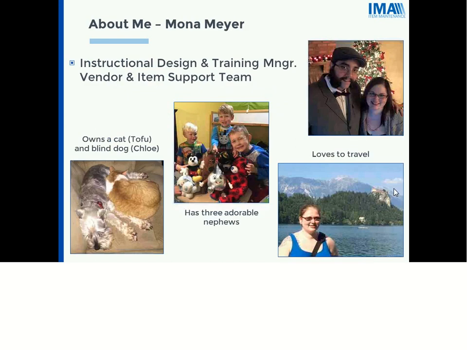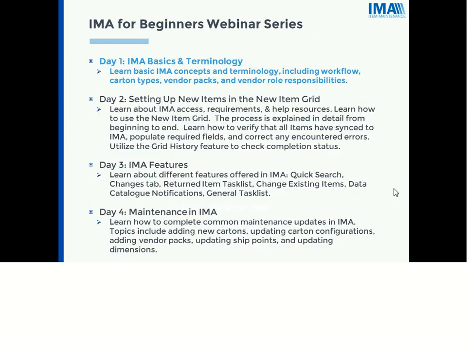Okay, we're going to get going. Real quick, since you're going to be hearing me a lot over the next 4 days, I wanted to just tell you a little bit about myself. My name is Mona. I'm the Instructional Design and Training Manager for the Vendor and Item Support Team. I own a cat named Tofu and a blind dog named Chloe. I have 3 adorable nephews there in the center that you see. Also, I love to travel. I think that picture was taken in Slovenia last year.